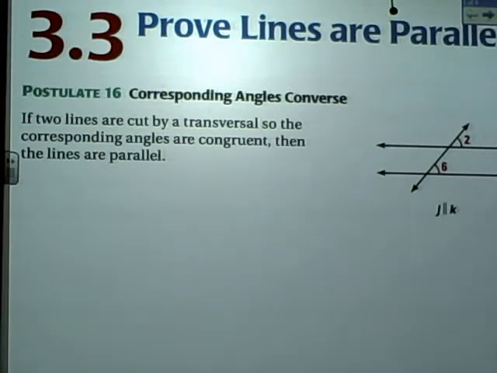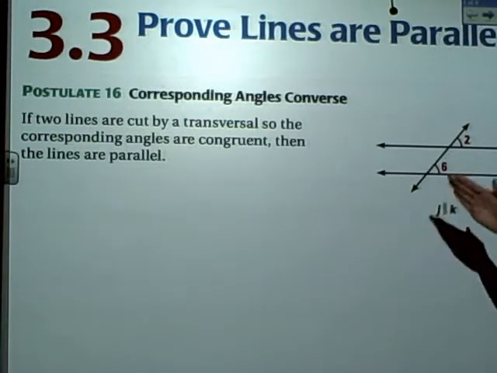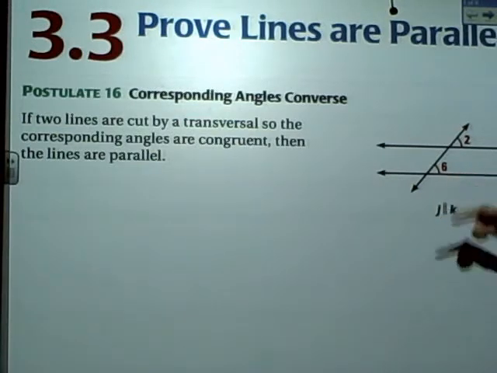This first postulate is in your textbook if you cannot read this very well. This is the corresponding angles converse theorem. It says if two lines are cut by a transversal, the corresponding angles are congruent, then the lines are parallel.